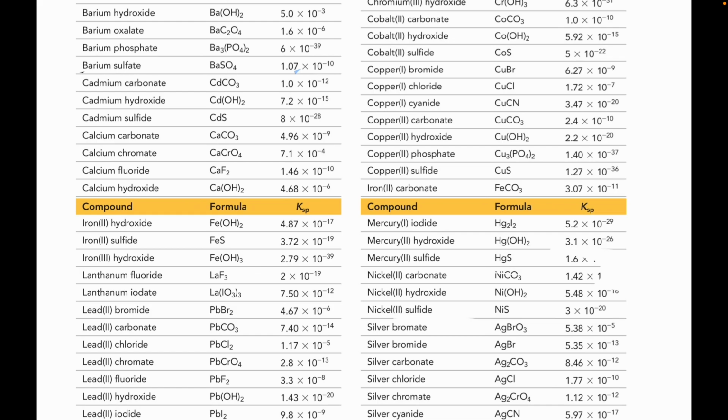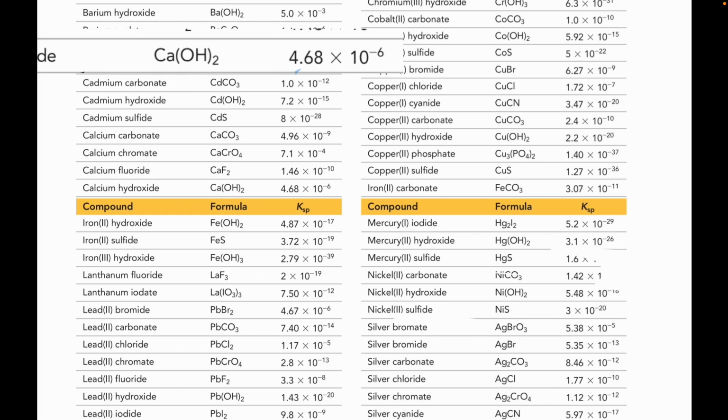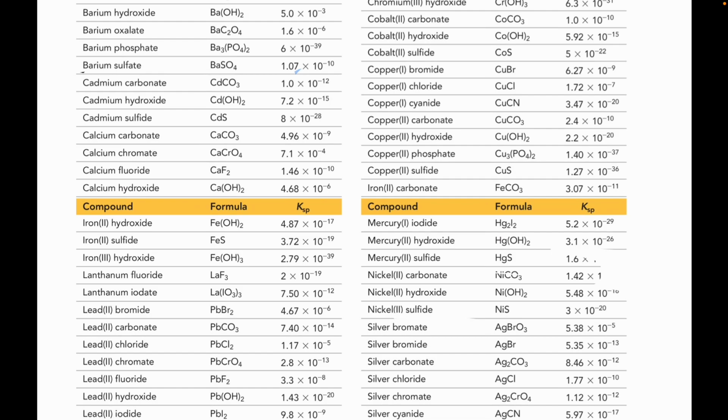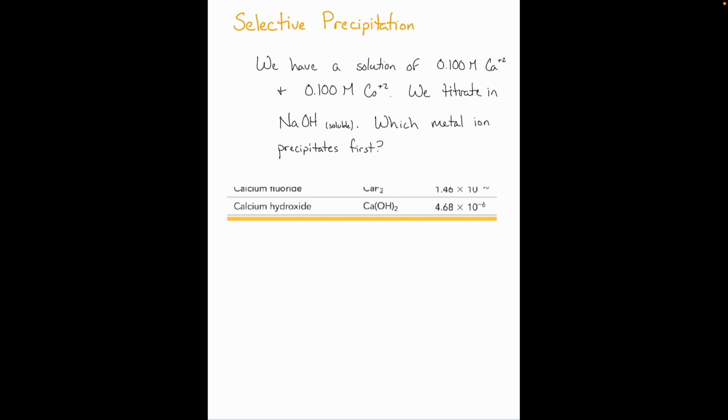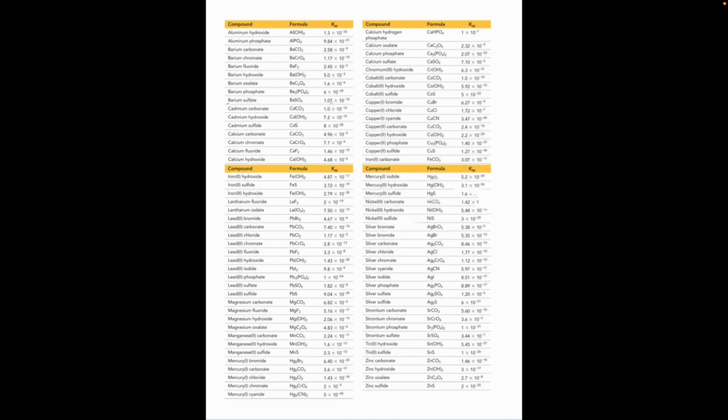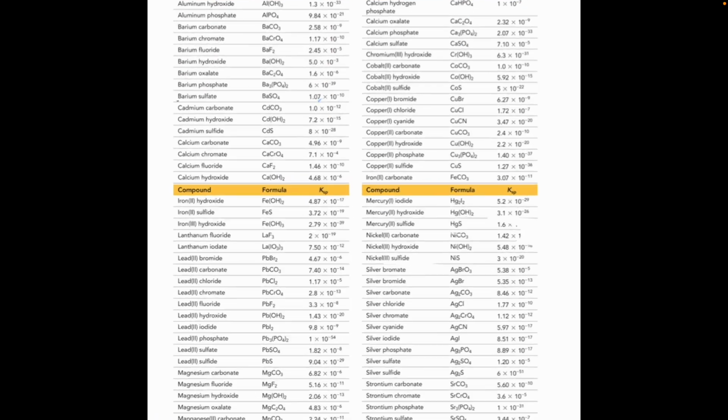So again, calcium hydroxide, grab this entry. Cobalt hydroxide, grab the other entry.